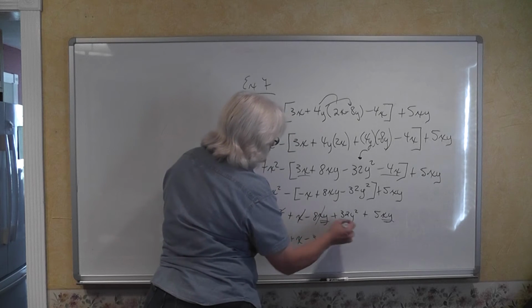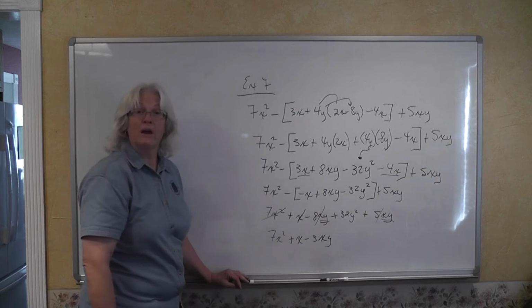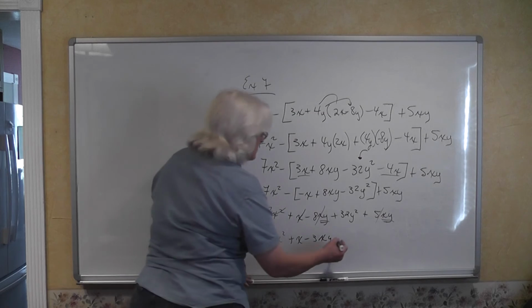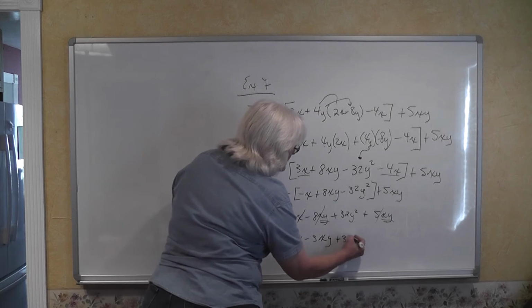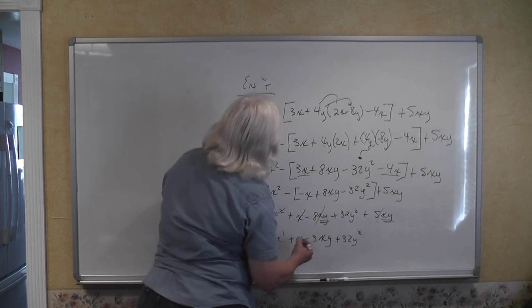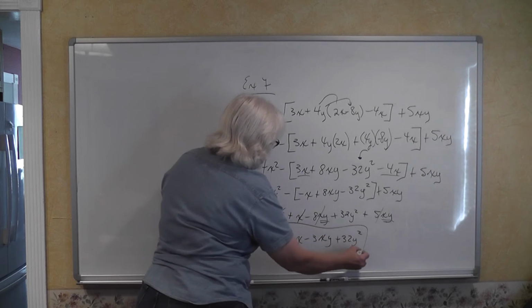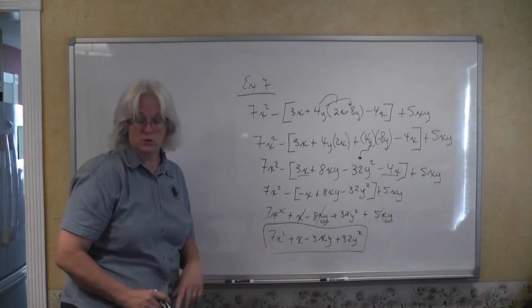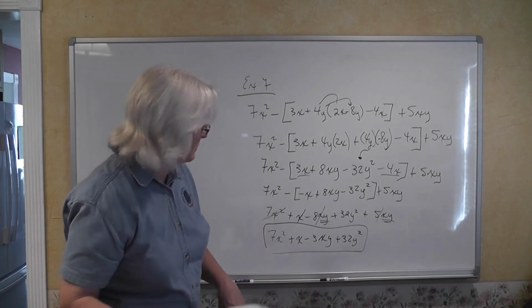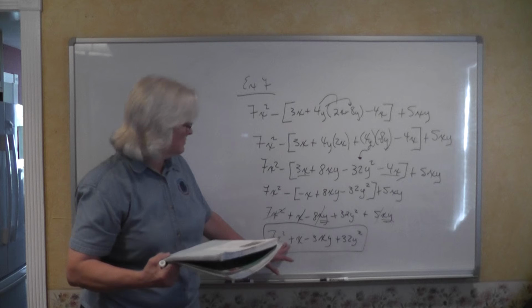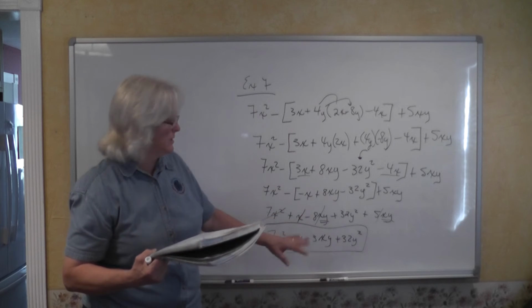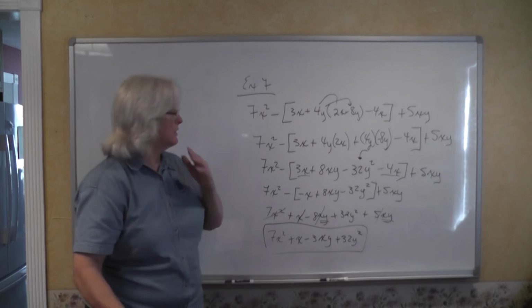I'm going to slash those out. And we have that 32y squared hanging there all by its lonesome. 32y squared. This should be exactly the solution to our problem. 7x squared plus x minus 3xy plus 32y squared.